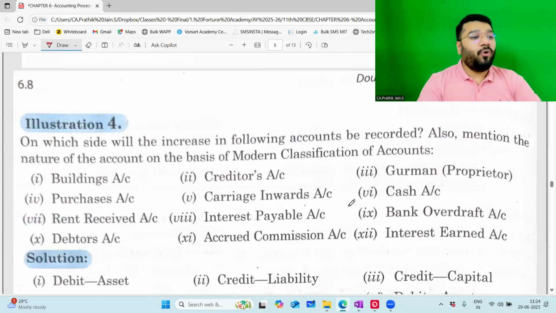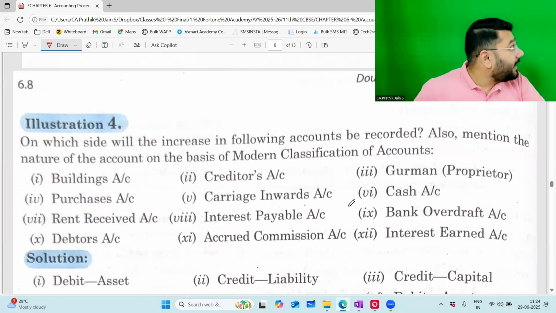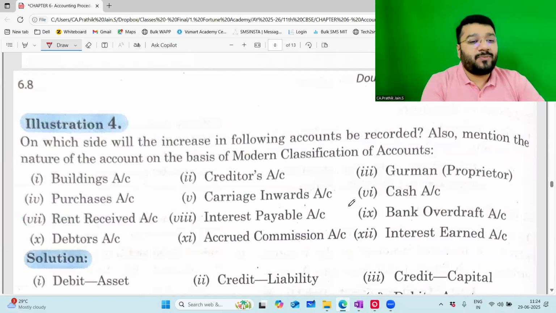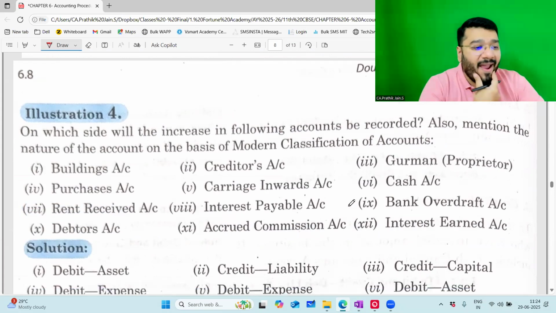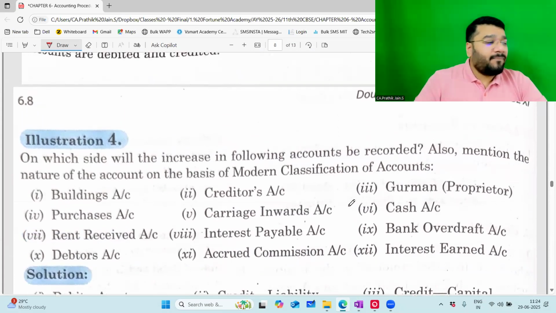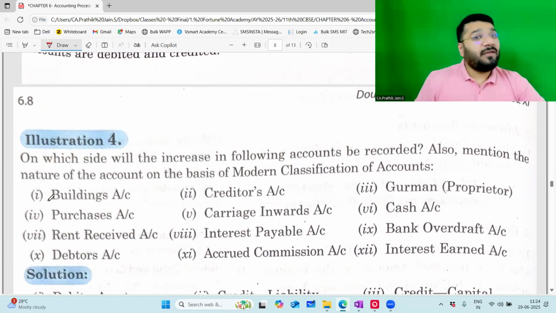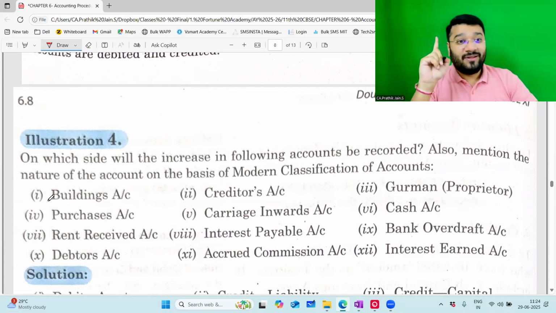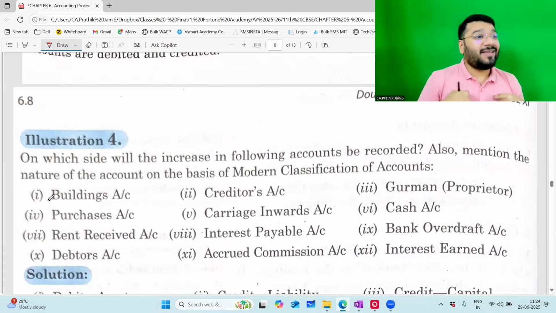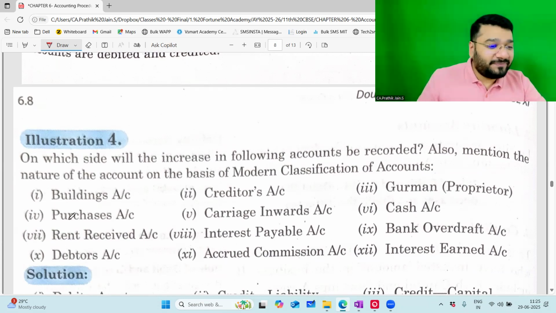Please take illustration number 4 of your textbook, 6.8. One by one we'll do. Starting from here, Srihari, they will go like this, snake, ding, ding, ding. In between, I can change the order also. So those who are thinking, okay, my turn, this is the answer, I'll change the order. Be ready. Srihari, building. Asset.